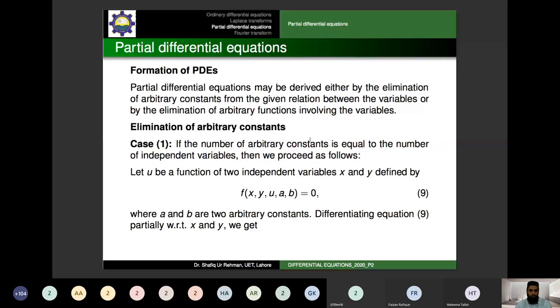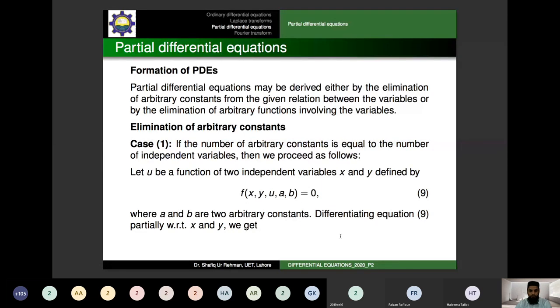Assume that u is a function of two independent variables x and y. So in this way, we will be having a connection between x, y, u, and two arbitrary constants a and b. So this is how we will be having a function of x, y, u, a, b. Collectively, it is going to be a partial differential equation. We will have to generate a partial differential equation from that function of x, y, u with a and b as arbitrary constants.